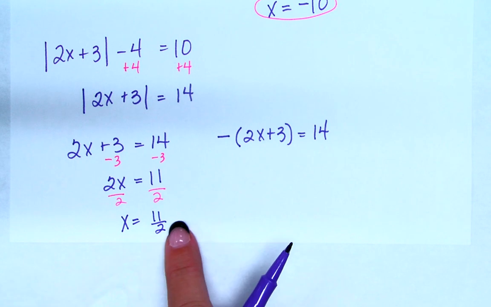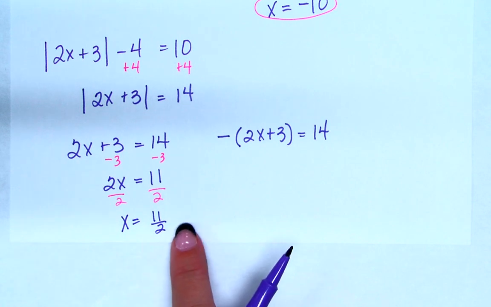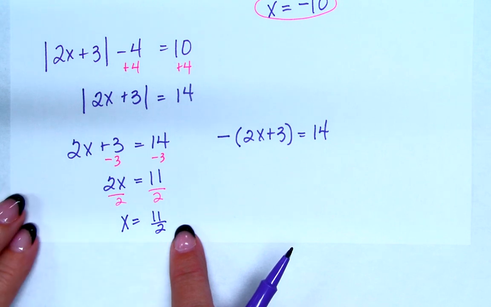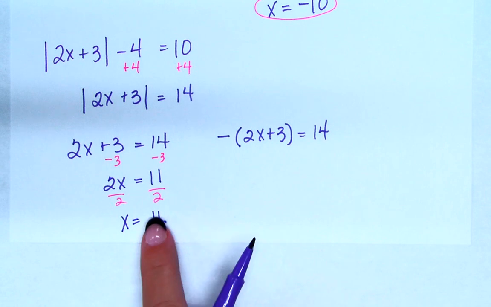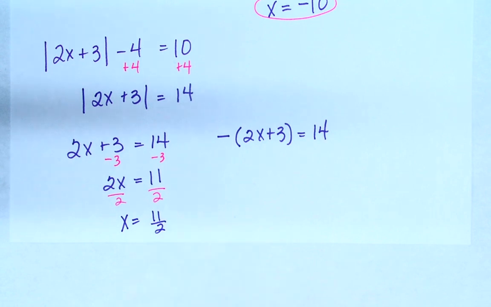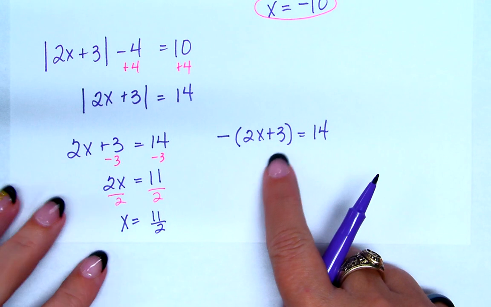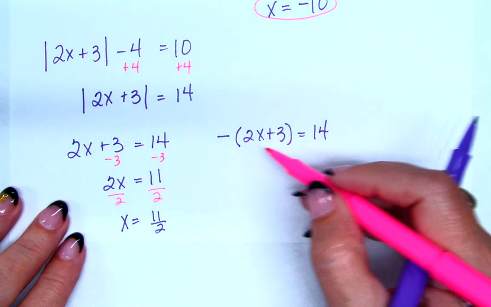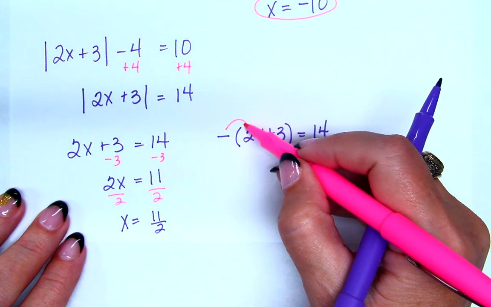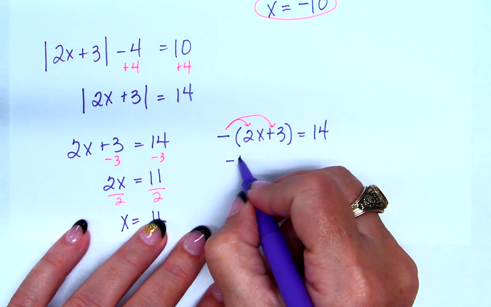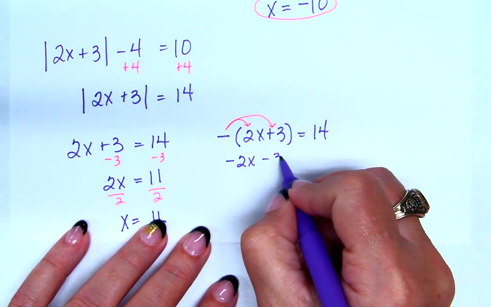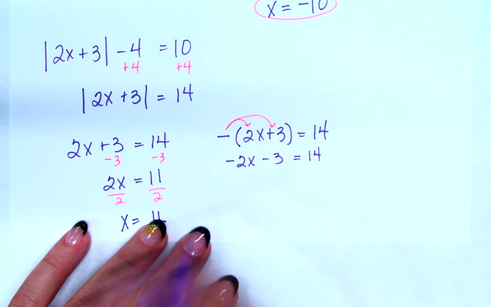What if you wrote 5.5? Am I going to count that wrong? No. Actually, the only time I will count it wrong is if the directions say write your answer as a fraction. Because isn't 5.5 the same as 11 over 2? Yes? Okay. So let's try with this one. Now, what did we say we were going to do on this one? Let's distribute the negative sign to each term. If I do that, I get negative 2x minus 3 equals 14.